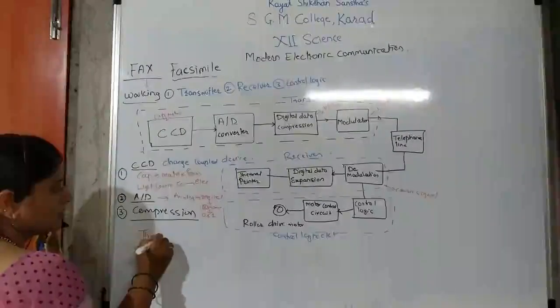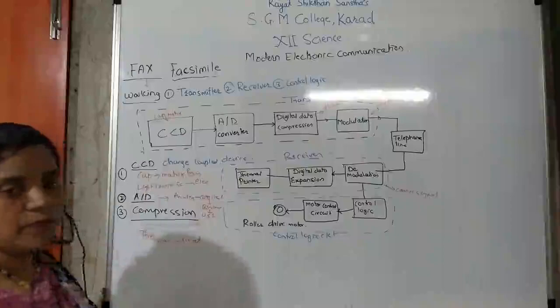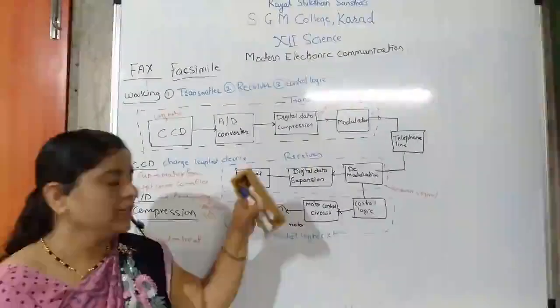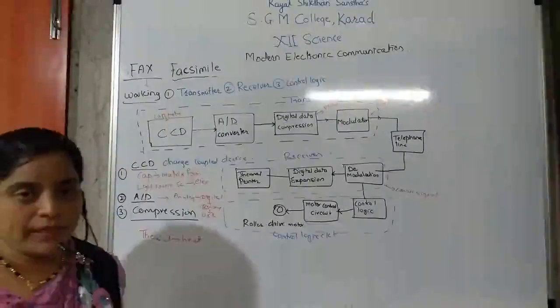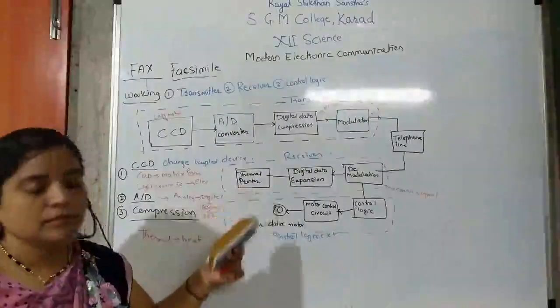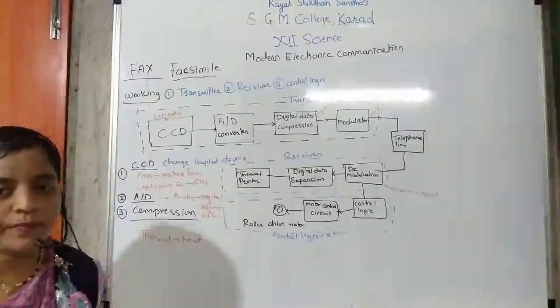Thermal means what? Thermal means heat. The circuit works on heat, so it is called a thermal printer. There are so many types of printers we know. We use the laser printer. Here a laser printer can also be used, but here a thermal printer is given.